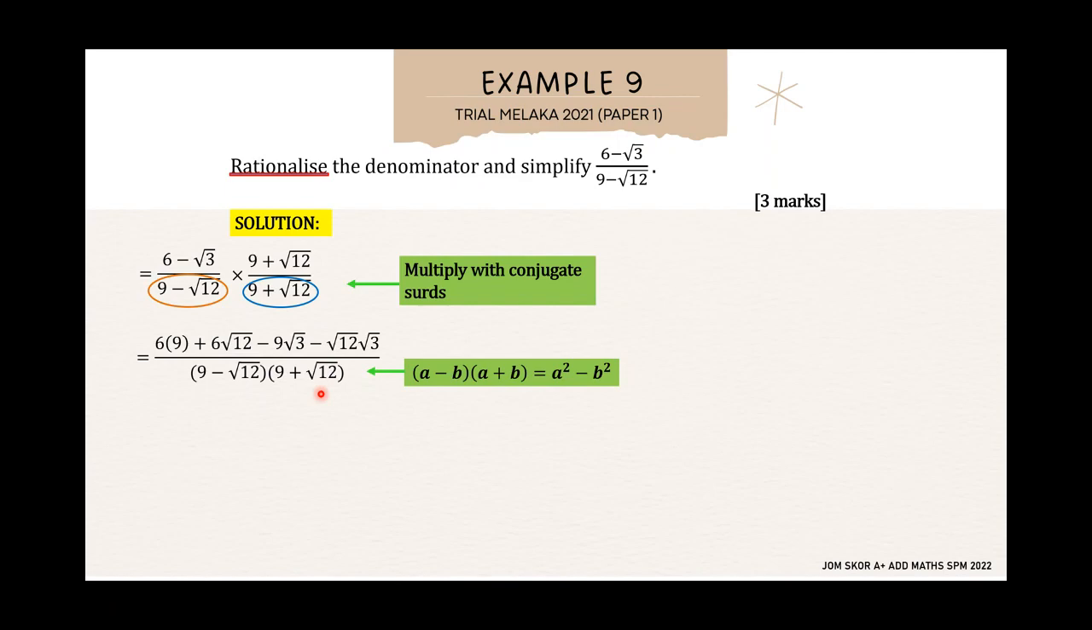Kita tahu when we have A minus B multiply by A plus B, kita akan dapat A square minus B square. Dah nampak tak? Pasal dia tingkatan 3. Betul? Okay. So in this case, kita dapat nilai A itu adalah 9. Okay. Nilai A kita denote sebagai 9. Okay. Dan nilai B adalah surd 12. Okay. Dapat sampai situ. Right, kita simplify dulu.